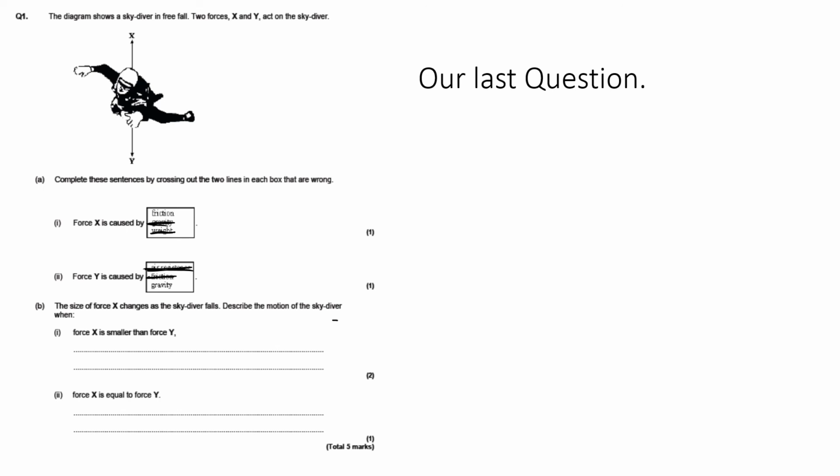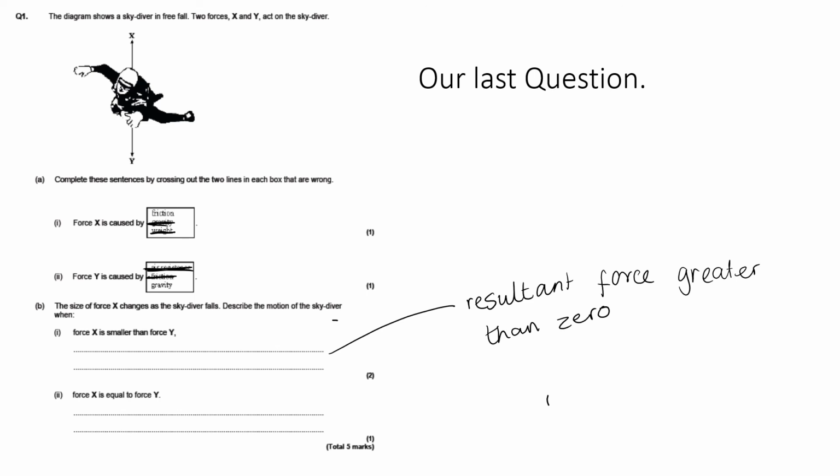Describe the motion of the skydiver when force X is smaller than force Y. That means there is going to be a resultant force greater than 0. And this one, force X is equal to force Y, will mean that there is a resultant force of 0. See whether you can answer those two for me. Pause the video here.